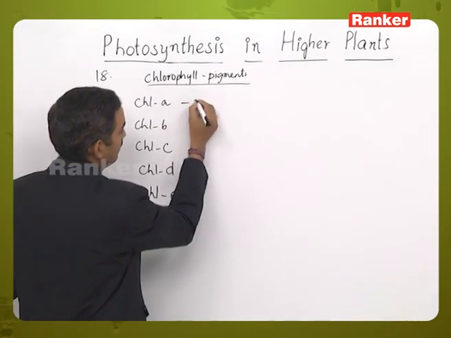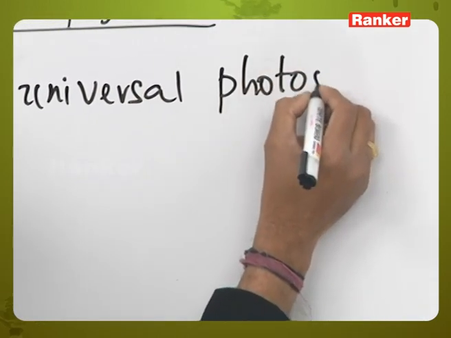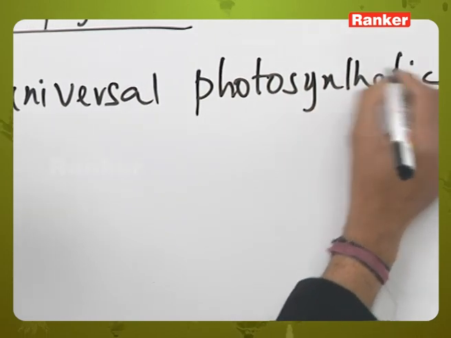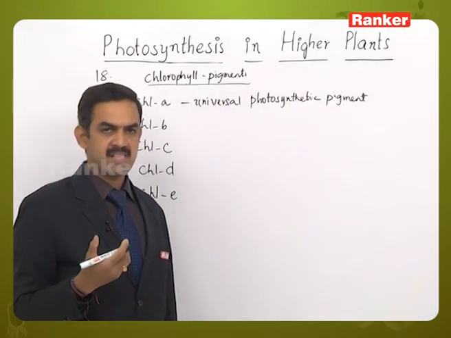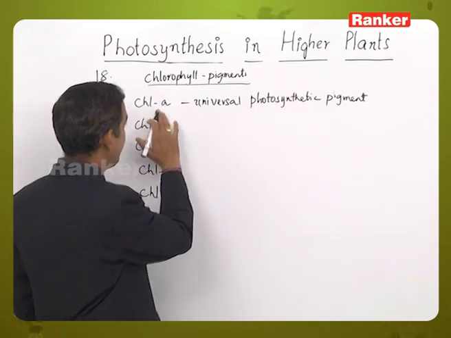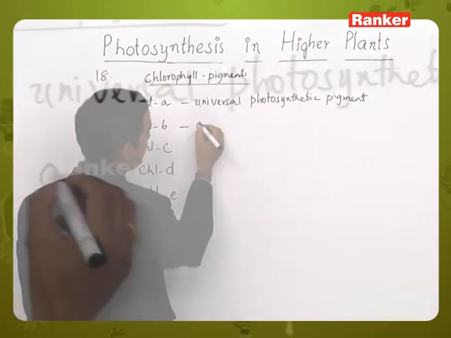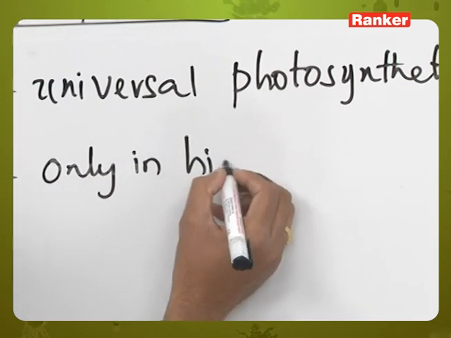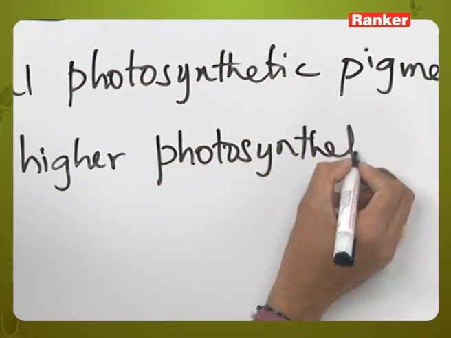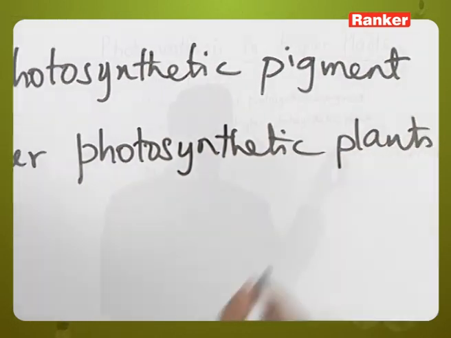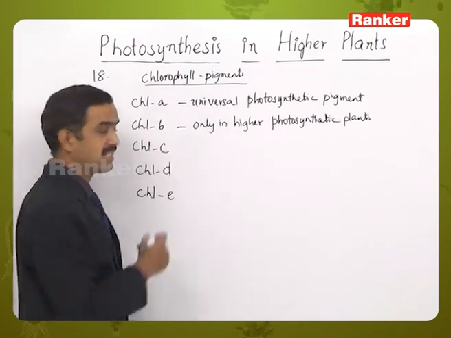Chlorophyll A is considered to be the universal chlorophyll pigment or photosynthetic pigment. Why we call it a universal photosynthetic pigment is because it is present in all photosynthetic plants, irrespective of whether it is a lower plant or a higher plant. That means chlorophyll A is present in both higher plants and lower plants. Whereas chlorophyll B is present only in higher photosynthetic plants. That means chlorophyll A and B both are present in the higher plants, but chlorophyll B is not present in the lower plants.